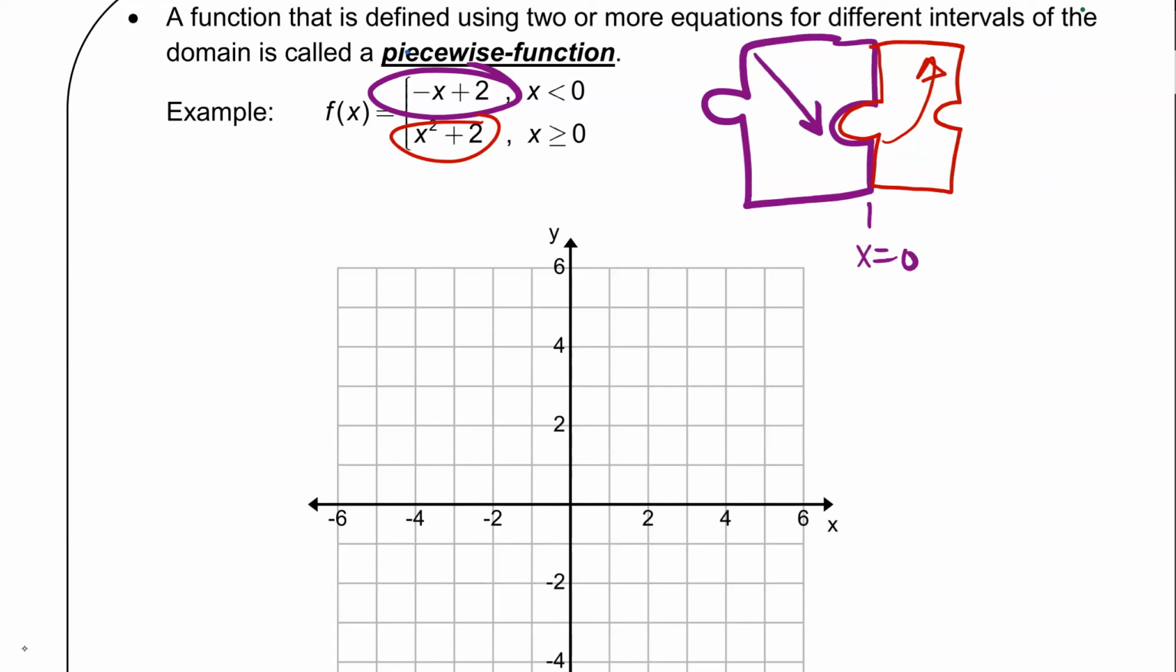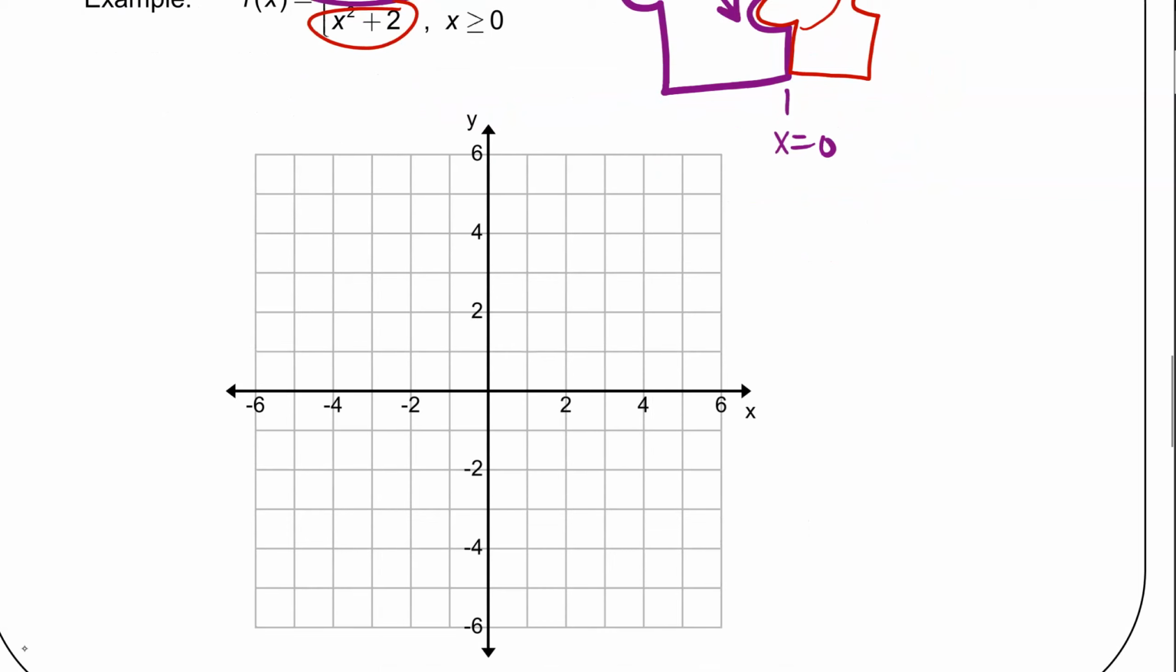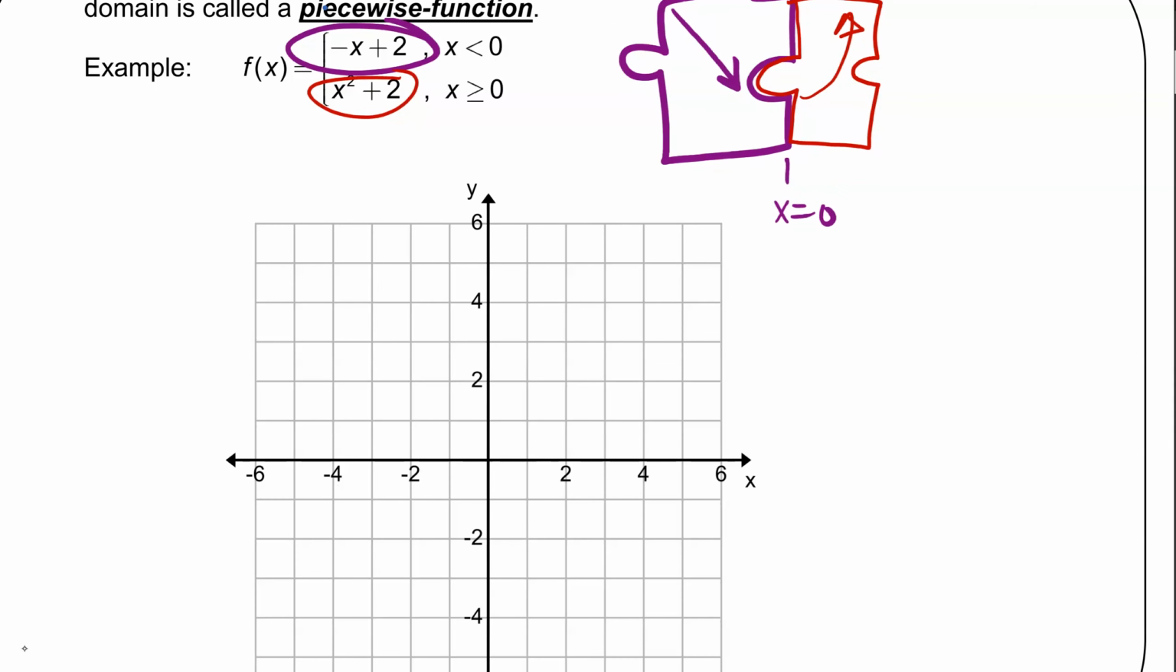So the first one, you only will have the graph negative x plus 2 if x is less than 0. So how do you actually do this? Step 1, find the values at the jump point. What do I mean when I say jump point? The starting point, the place where I'm switching from one function to another, right? Find the values at the jump point.